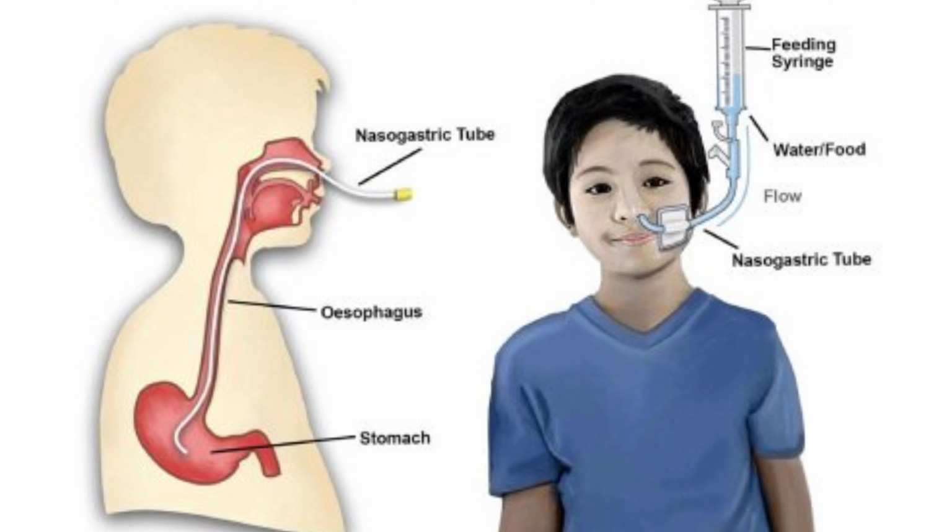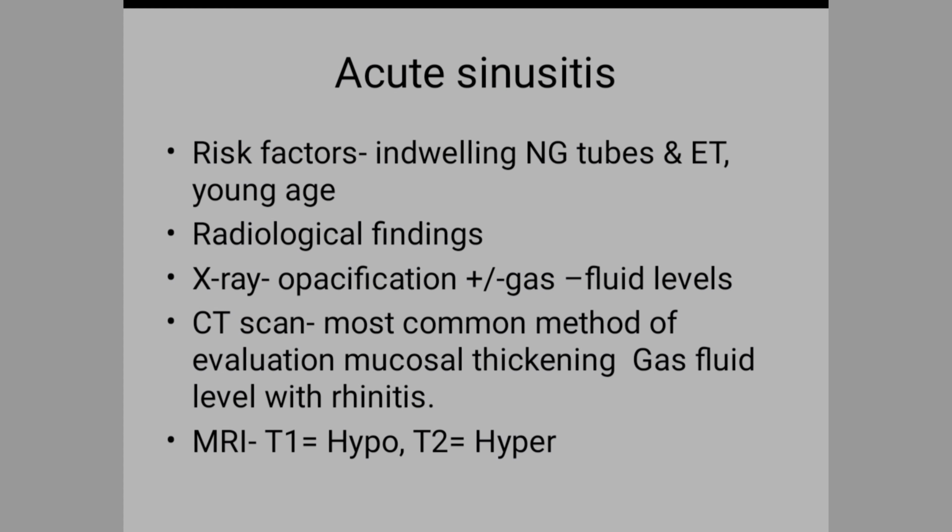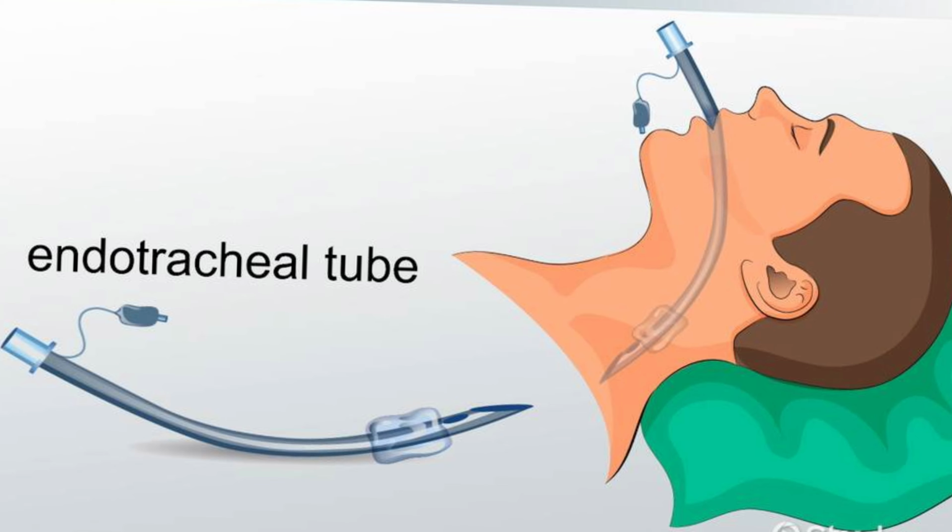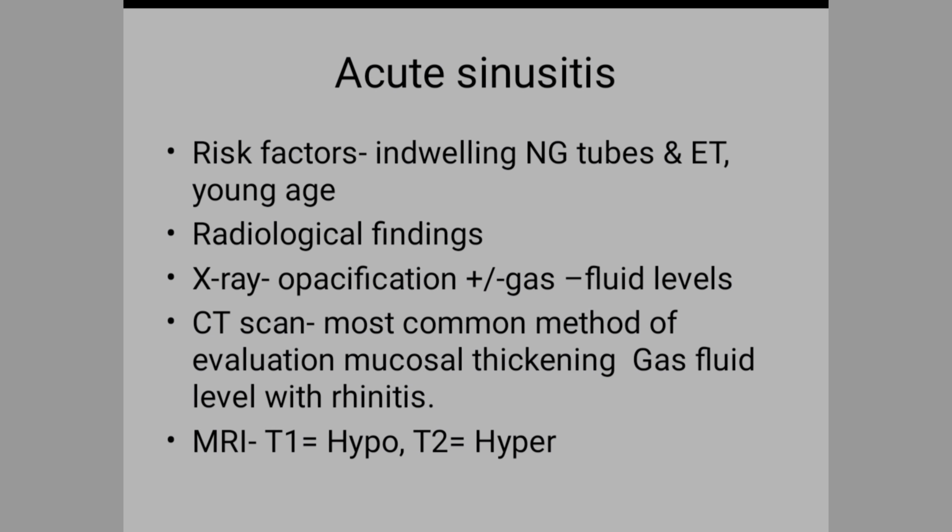Now, what about the common risk factors for acute sinusitis? 1. Indwelling nasogastric tube insertion. 2. Endotracheal tube insertion. 3. Allergic reaction. And 4. Young age.